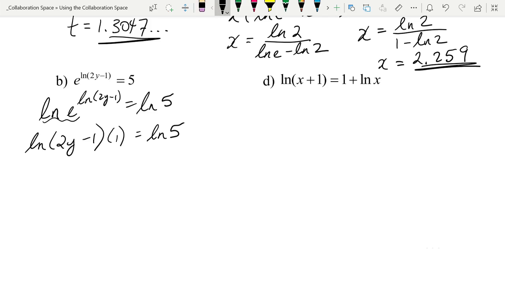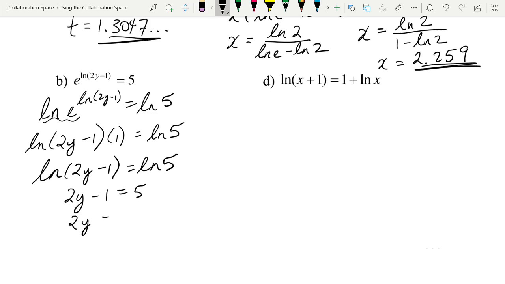Okay, finishing this guy off. This is a ln. I'll just write this again without the times 1 because the times 1 doesn't mean anything. And then what do I do here? Oh yeah, remember that I can anti-log both sides of the equation. Well, I can anti-natural log both sides of the equation as well. So this now becomes the equation 2y minus 1 is equal to 5. So 2y is equal to 6. So y is equal to 3.